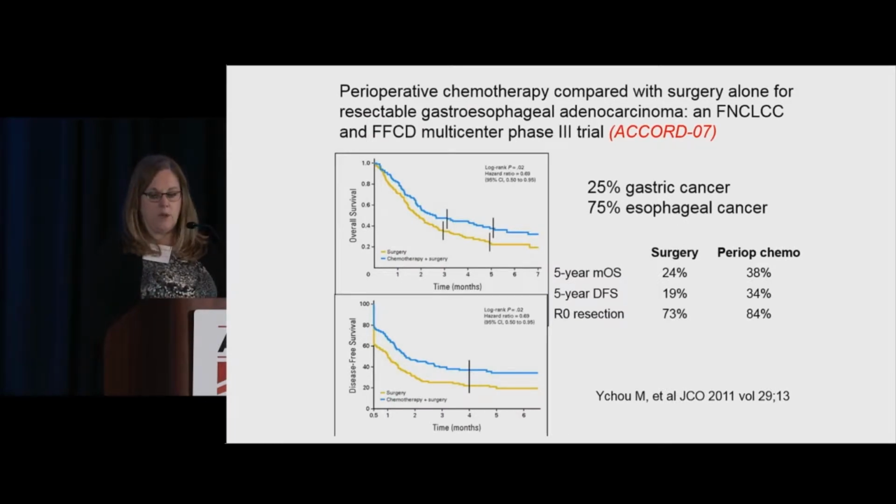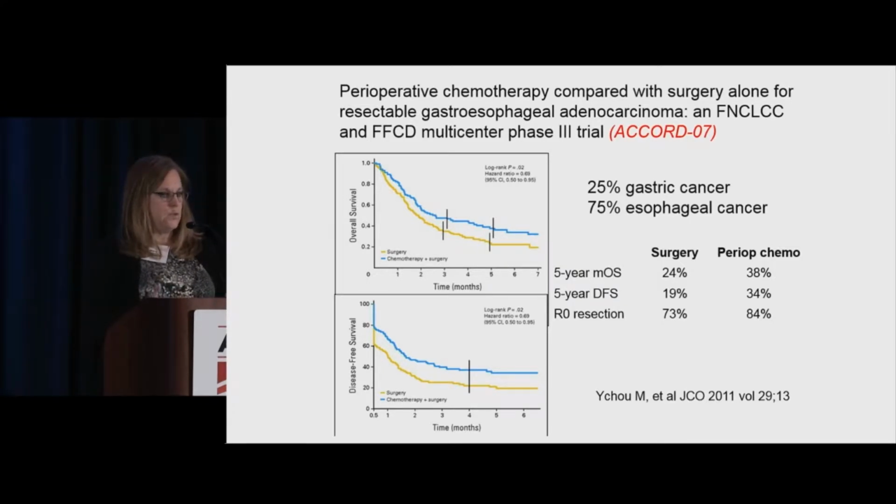The next study I want to talk about is the ACRO study. This is similar, perioperative chemotherapy compared to surgery. This study was predominantly an esophageal cancer study. So this one came along later. The treatment is platinum and 5-FU. And 75% of these patients had esophageal cancer, 25% with gastric cancer. And again, we see a benefit in 5-year overall survival, disease-free survival, R0 resection. There's a benefit in giving preoperative therapy.